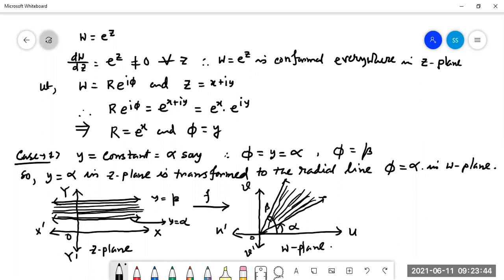Is this understood from the figure? Yes, sir. Now it was case 1. Now we have to go for case 2.